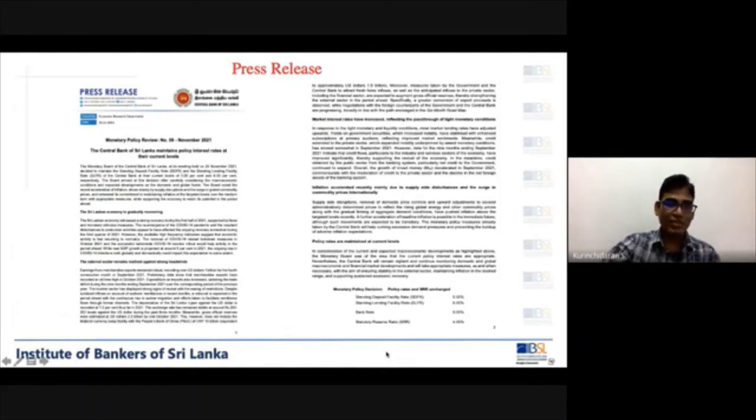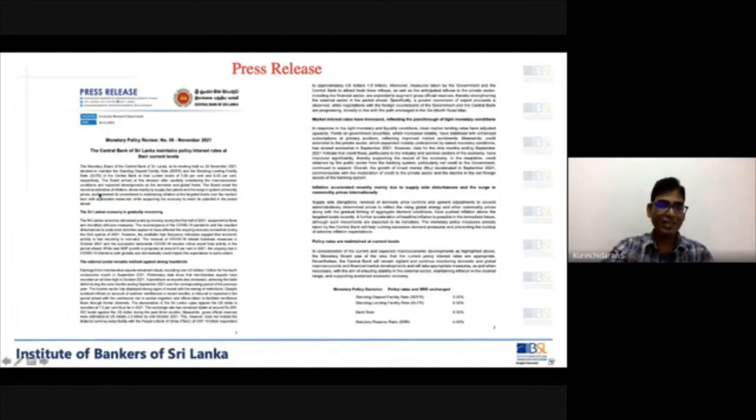Now, this is the scheduled meeting: monetary policy review number 8 of November 2021. This is the latest one. They will give the title in a summary: the Central Bank of Sri Lanka maintains the policy interest rate at the current level. So the market, financial institutions, the public, everybody will immediately get it and flash it. There's no change. Then they will explain the rationale.